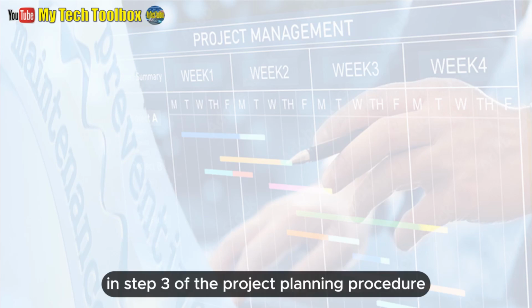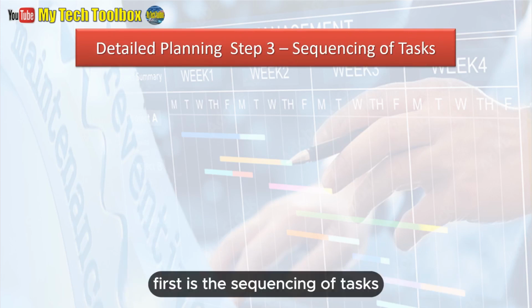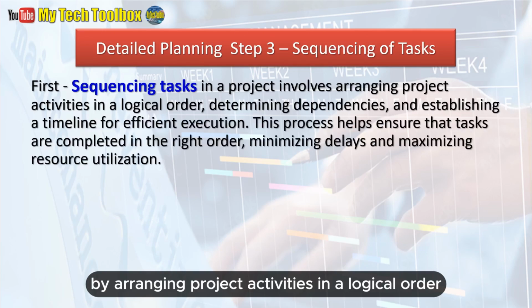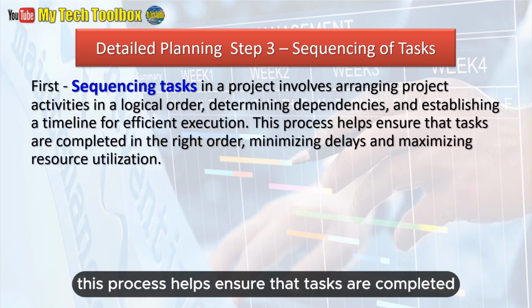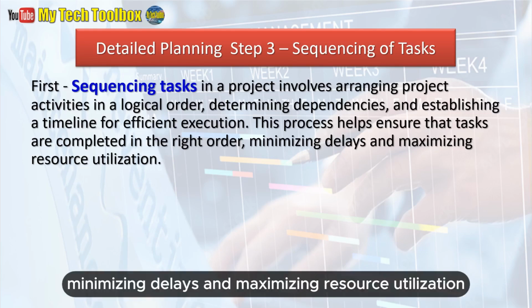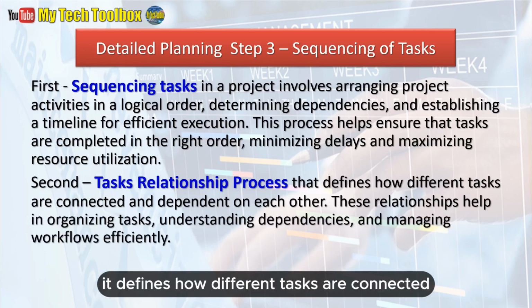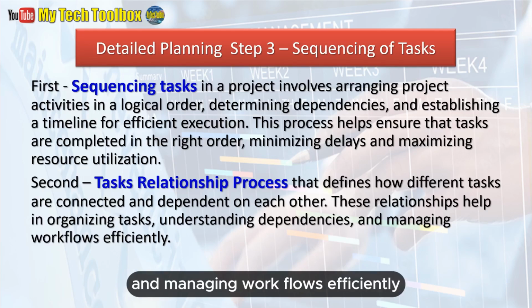In step 3 of the project planning procedure, there are 2 succeeding processes to be followed. First is the sequencing of tasks, by arranging project activities in a logical order, determining dependencies, and establishing a timeline for efficient execution. This process helps ensure that tasks are completed in the right order, minimizing delays and maximizing resource utilization. Second is the tasks relationship process. It defines how different tasks are connected and dependent on each other. These relationships help in organizing tasks, understanding dependencies, and managing workflows efficiently.